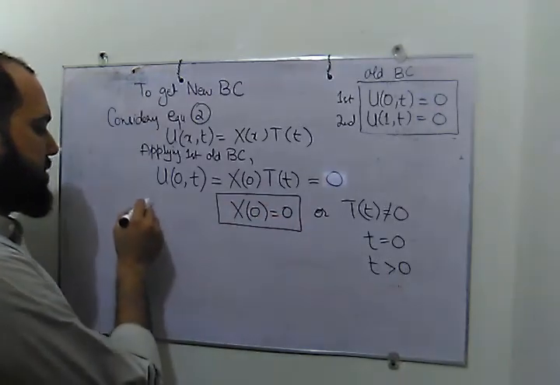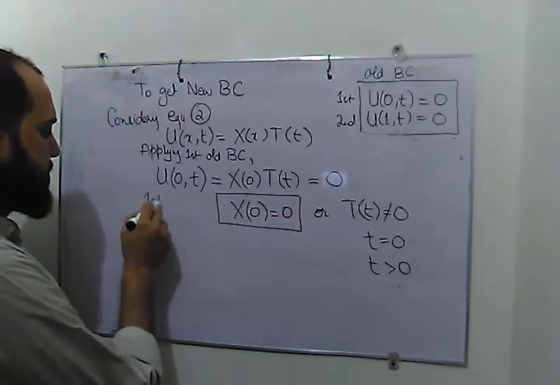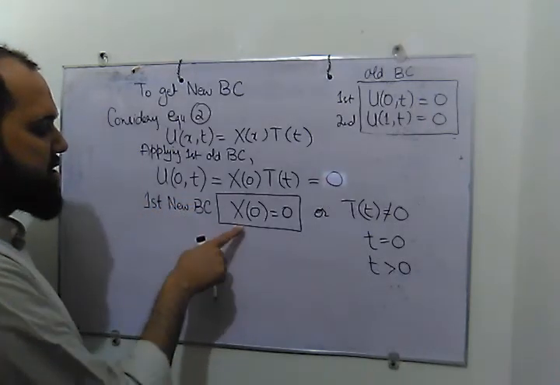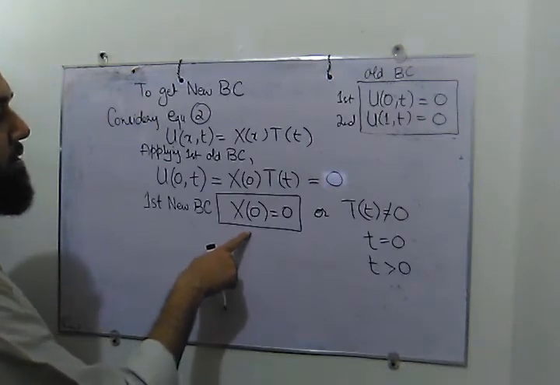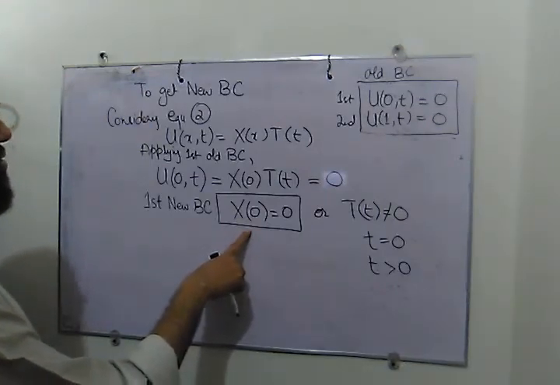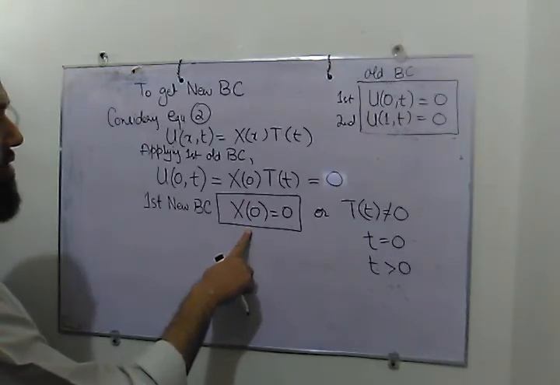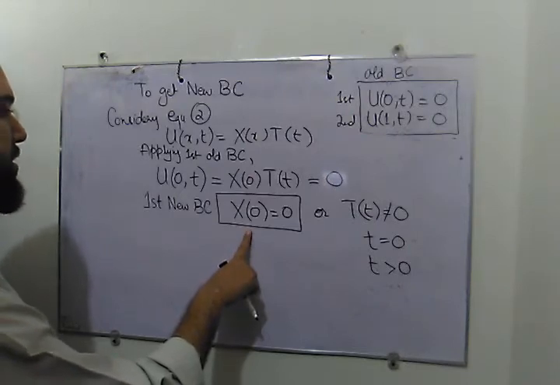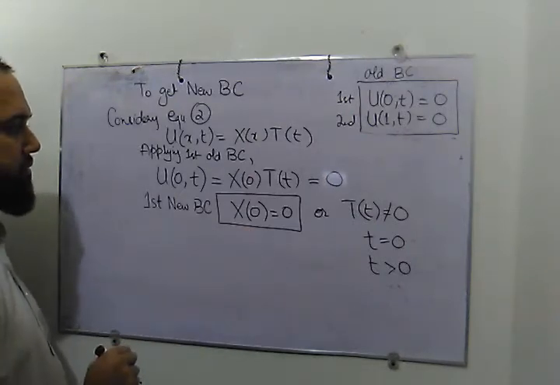So this is our first boundary condition, or first new boundary condition, in which we see that there is no t element and it is only dependent on x, and our equation was also in the variable x. So that's why this is the relevant boundary condition for our ordinary differential equation.